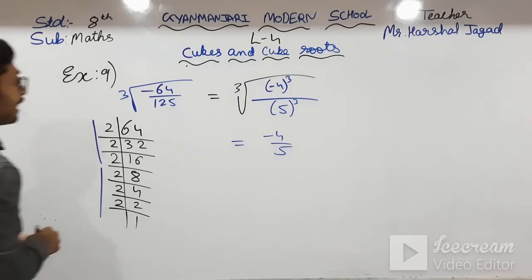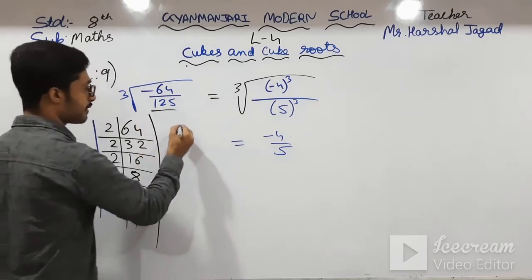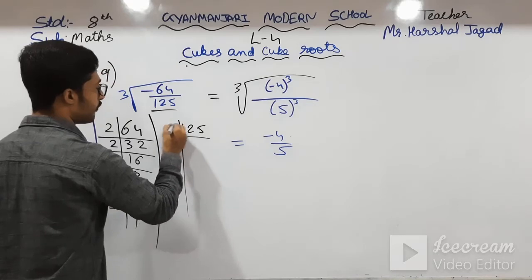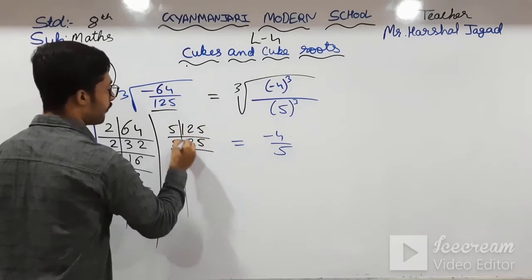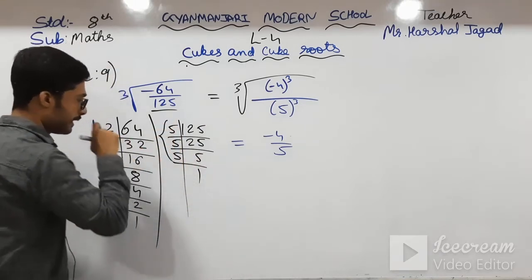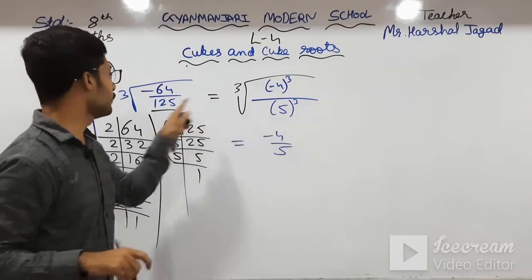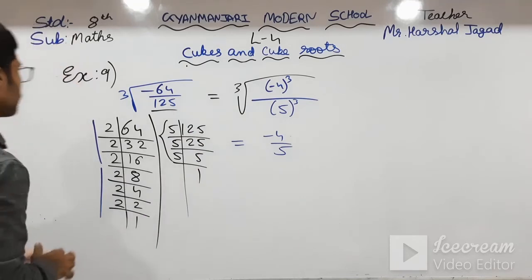See here, I haven't taken the factors of 125. Let us take it. 125. Here it starts with 5 2s are 10, 5 5s are 25, 5 5s are 25, 5 1s are 5. So here it comes 3 times 5, that is 5 cube, that is 125. Please note down this, students.